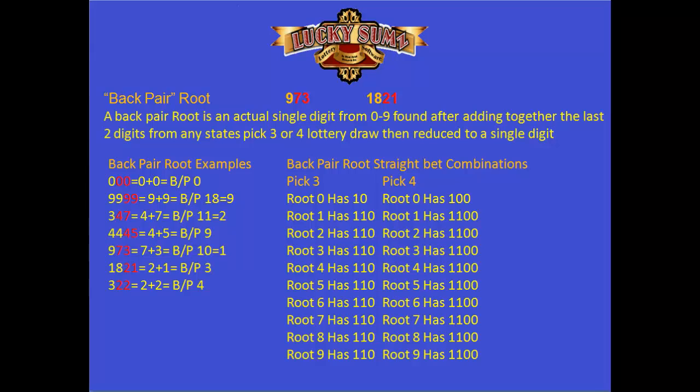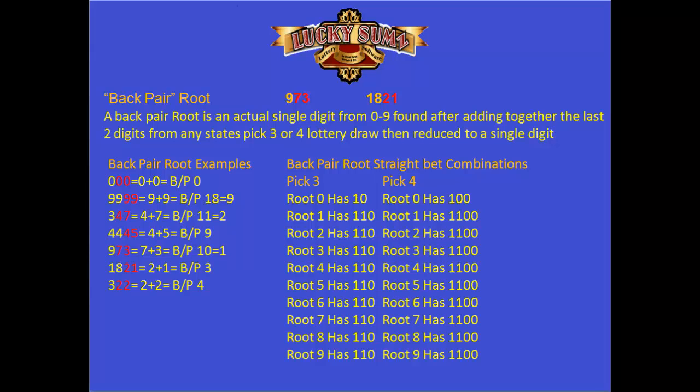3, 4, 7, add together the 4 plus the 7 gives you a back pair 11. Add together to a single digit gives you a back pair 2. 4, 4, 4, 5, add together the 4 plus the 5 gives you a back pair 9. 9, 7, 3, add together the 7 plus the 3 gives you a back pair 10. Added together gives you a back pair 1. 1, 8, 2, 1, add together the 2 plus the 1 gives you a back pair 3. And 3, 2, 2, add together the 2 plus the 2 gives you a back pair of a 4.